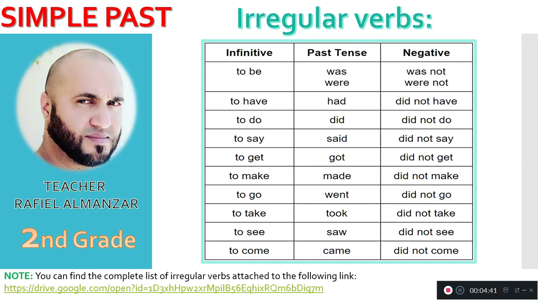In English, we also have irregular verbs. To make these verbs into the past tense, we don't add the ed at the end of the verb. In this chart, you can see the most common verbs in English. But you can also find the complete list of irregular verbs attached to the following link.